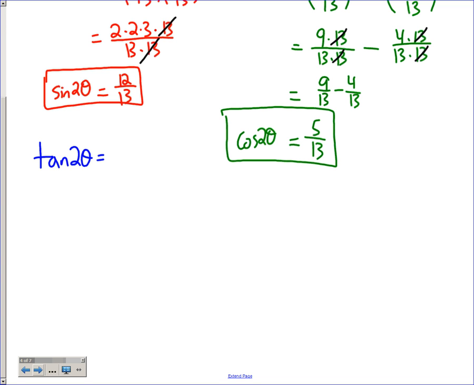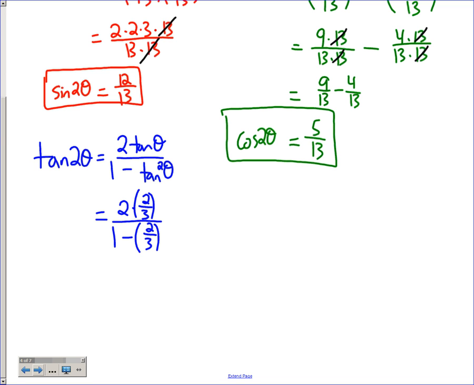Our formula for this is a little bit different. It's 2 times the tangent of theta over 1 minus tangent squared theta. So recalling from the previous step, tangent of theta is equal to 2/3. So we're going to plug in 2 times 2/3 over 1 minus 2/3 squared.